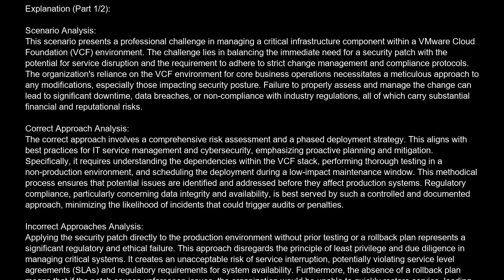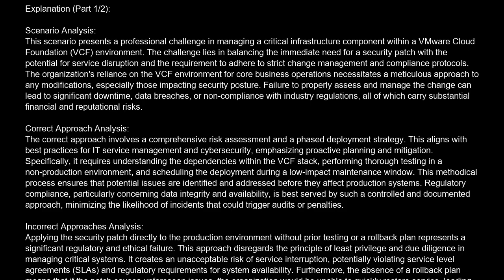This methodical process ensures that potential issues are identified and addressed before they affect production systems. Regulatory compliance, particularly concerning data integrity and availability, is best served by such a controlled and documented approach, minimizing the likelihood of incidents that could trigger audits or penalties.